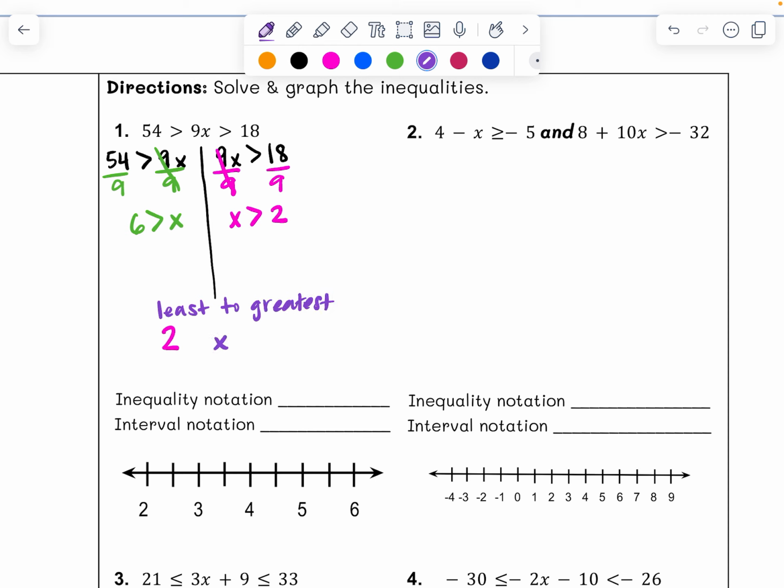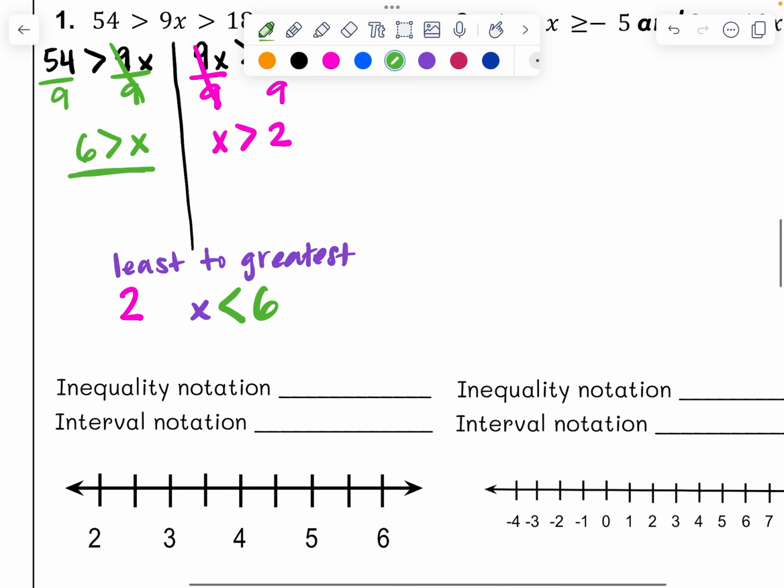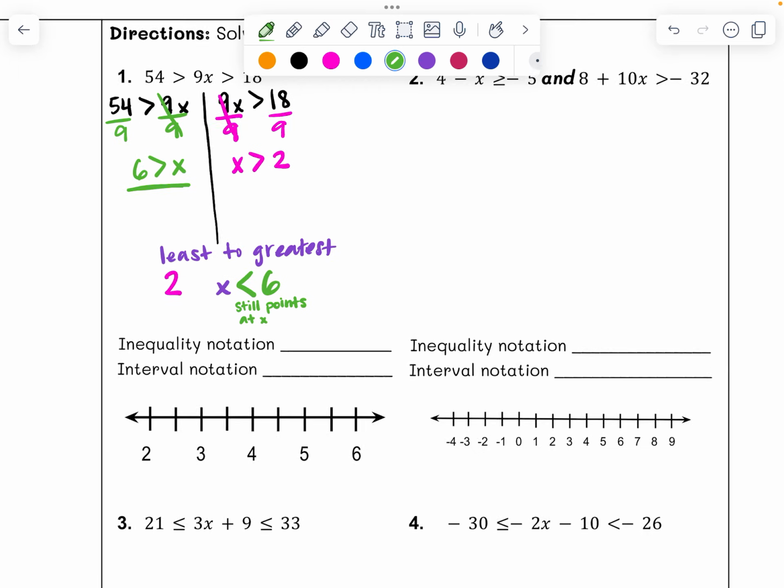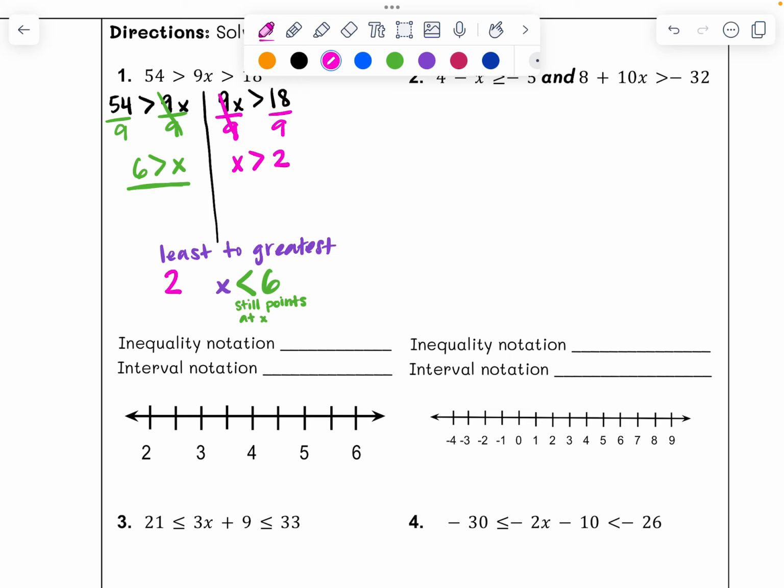And I'll put x in the middle and 6 on the right. Now I just make sure that my inequality symbol still points at the same thing. So here we have between the 6 and the x, the arrow points at the x. So I'm going to make sure that the arrow still points at x. And then for x is greater than 2, I need to make sure my inequality is still pointing at the 2. So still points at 2.